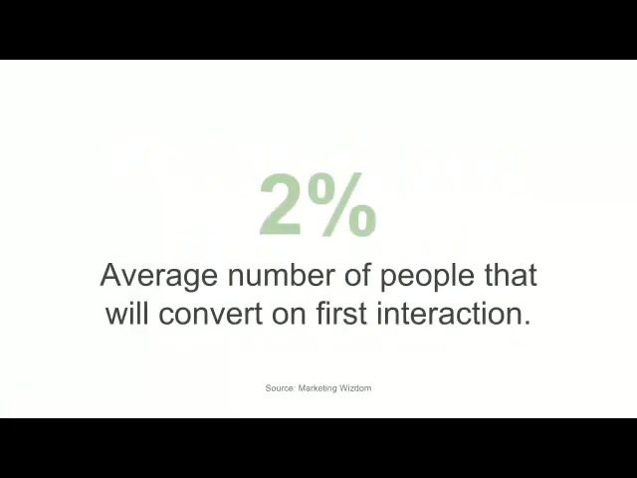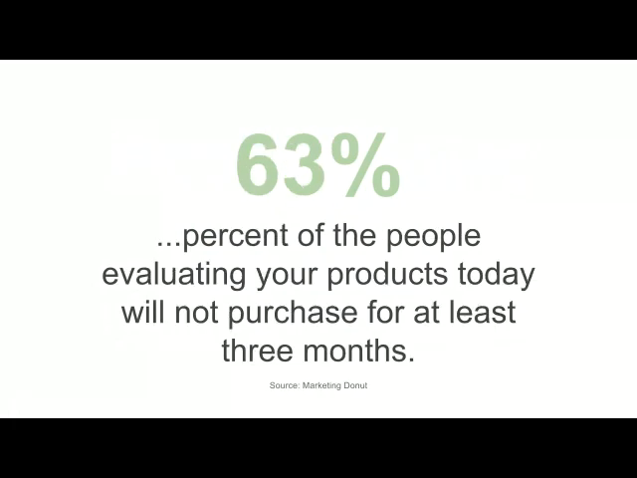I think I've got some stats here, right? So 2% is the average number of people that will convert on the first interaction. And I think that's even high for a lot of advertisers, just because there are so many other variables with time of day and your messaging and making sure that all those things hit. But let's say 2%, right? So we need to figure out what to do to raise that number and to reach the other people that just aren't ready to buy yet.